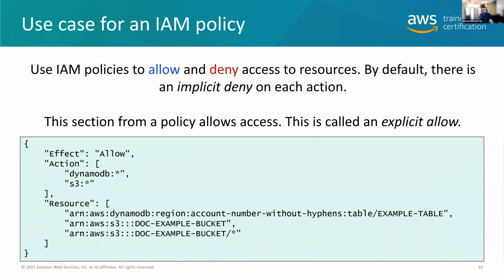I want you to take a minute and look at the bottom. See where the effect is allow, the action is DynamoDB star, S3 star, and then the resource is an explicit DynamoDB table and an explicit bucket and an explicit bucket /star, which is its contents. So I want you to look at that and tell me where the effect is, where the action is, and where the resource is.